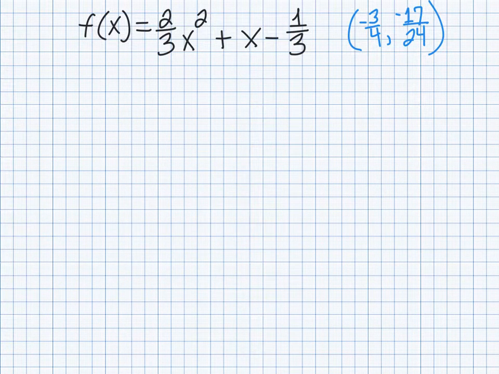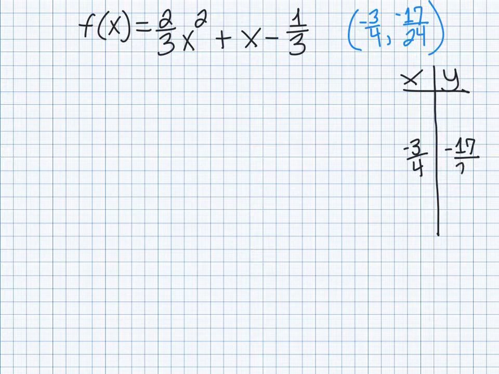Now, once you get your vertex, just make a table. So I'm going to make a function table right here. X and Y. I'm going to put my vertex right here in the middle. Now, in a perfect world, you want to get a number of values so you can get a nice looking parabola. However, in this case, for the sake of making things a little easier, we're just going to go with an additional 2 points, and that'll give us something to go off of here.